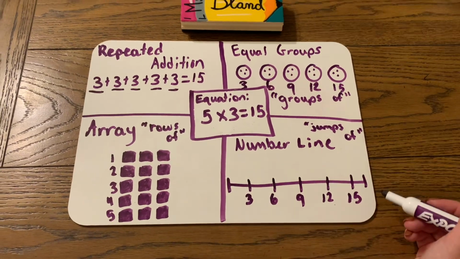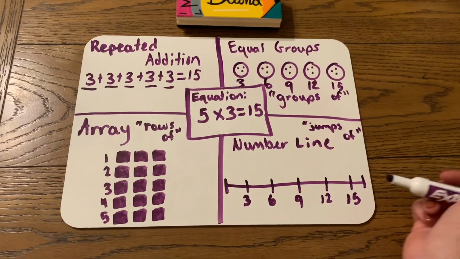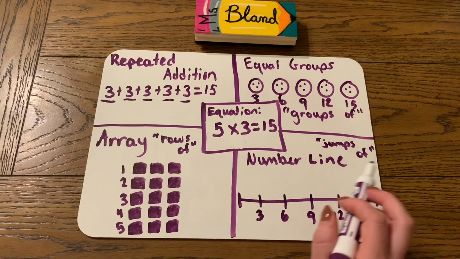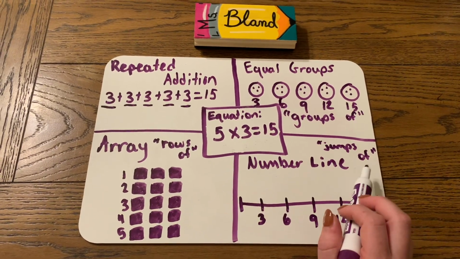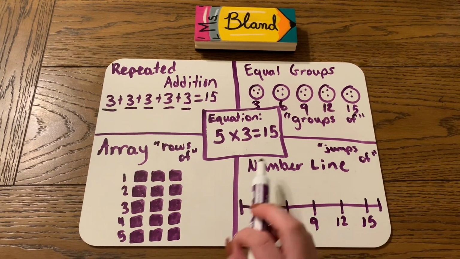The last one, which proves to be the trickiest for some, it really depends, but we see a lot of struggles more with number lines. This can also be read as a sentence, but the multiplication sign would say "jumps of." So this reads as 5 jumps of 3 equals 15.